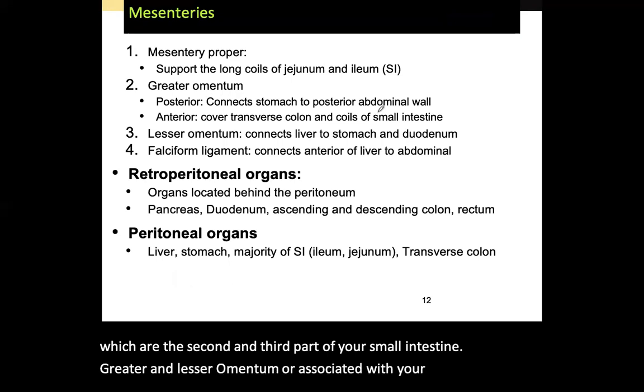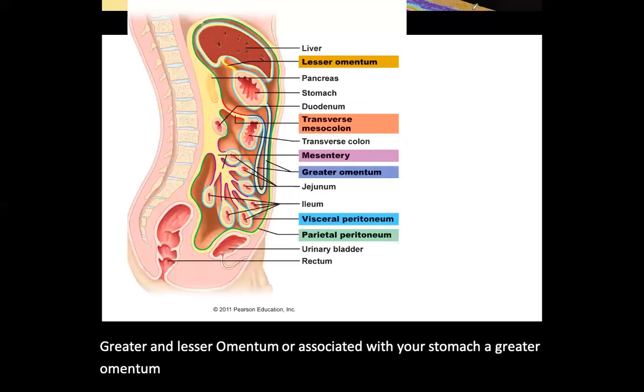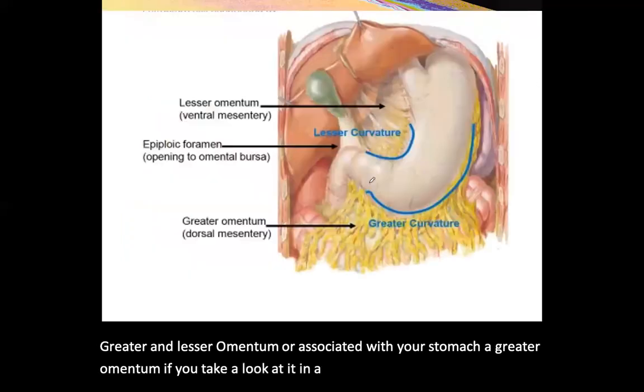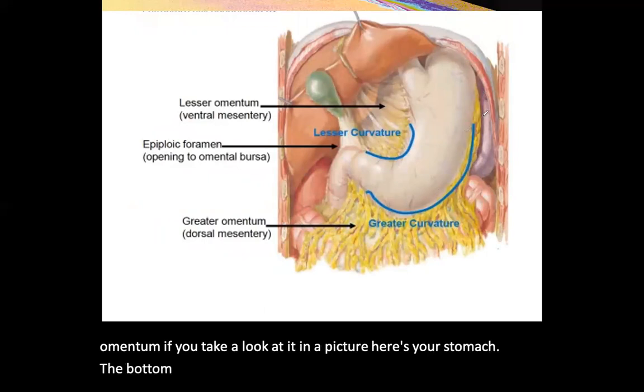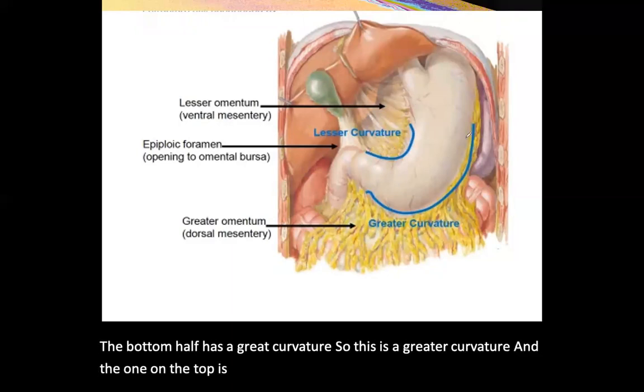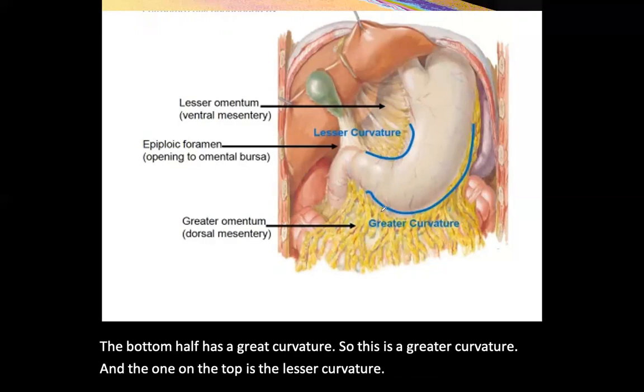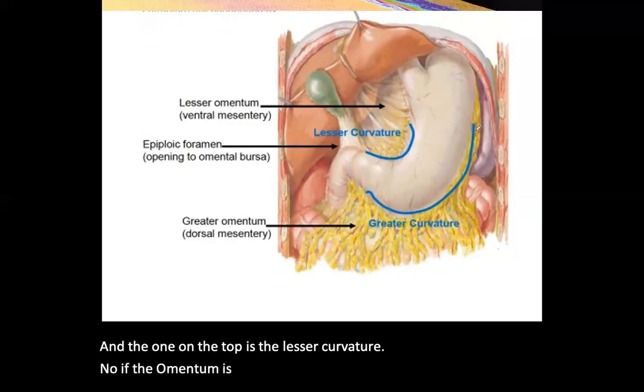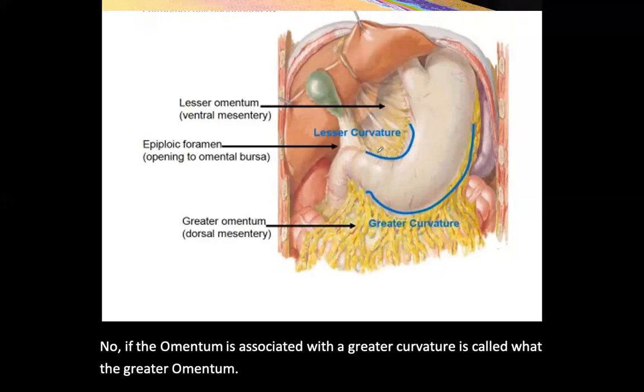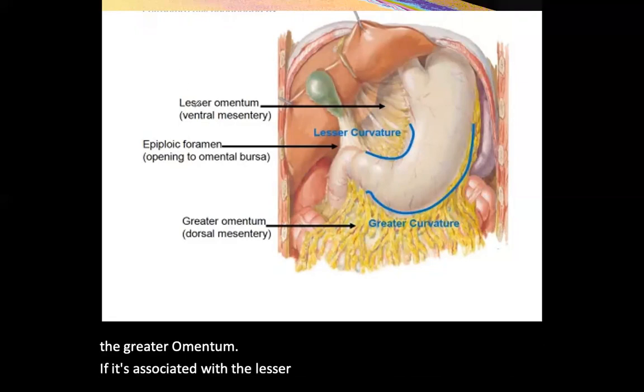If you take a look at the greater omentum in a picture, here's your stomach. The bottom half has the great curvature, or greater curvature, and the one on the top is the lesser curvature. Now, if the omentum is associated with the greater curvature, it's called what? The greater omentum. If it's associated with the lesser curvature, it's called the lesser omentum.